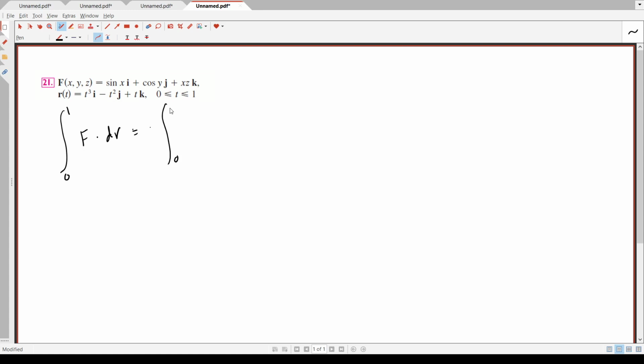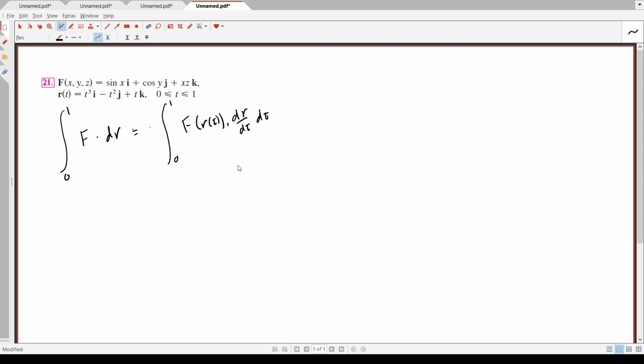So let's actually evaluate this. This is 0 to 1, f of r of t. And what is dr? Well, the easy way to think about that is if I multiply and divide by dt. So this is dot dt.